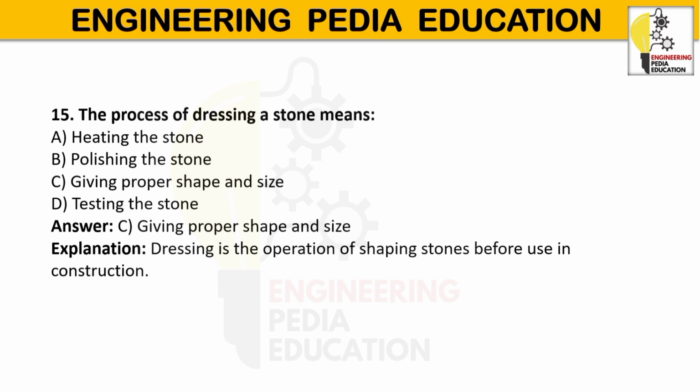Purpose is to obtain the desired shape and size, to improve appearance, to make it suitable for machinery work, and to provide a smooth and decorative surface. What are the common types of stone dressing? Hammer dressing, chisel dressing, rough tooled finish, fine tooled finish, polished finish.